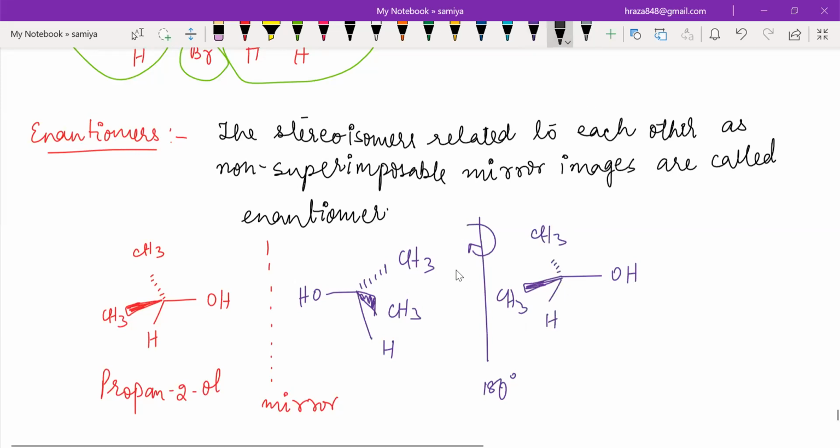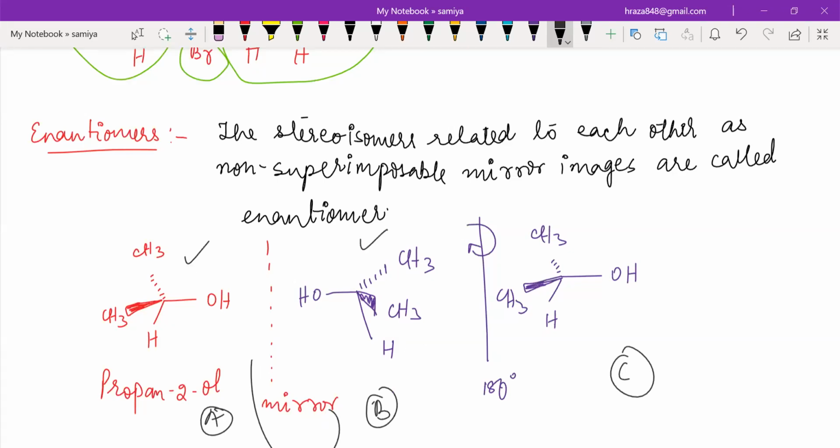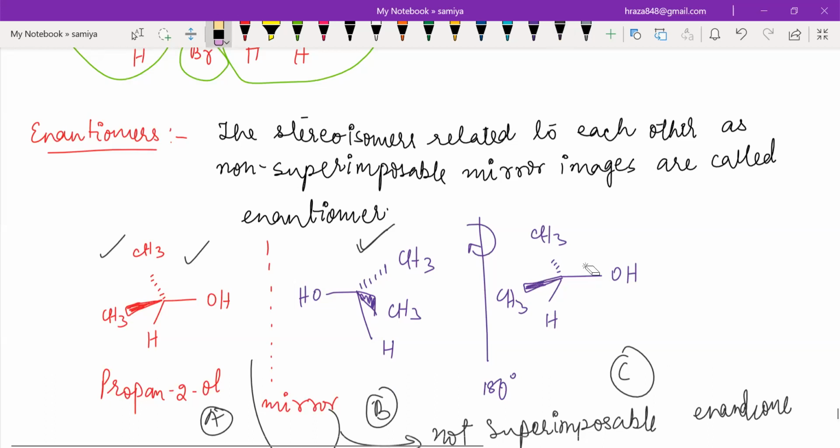Now what I want to say is that this is A, this is B, and this is C. You can see this A and B are not superimposable. If you take one compound and superimpose it on this compound, it will not be superimposable. That means enantiomers. A and B are enantiomers. Are you getting my point?